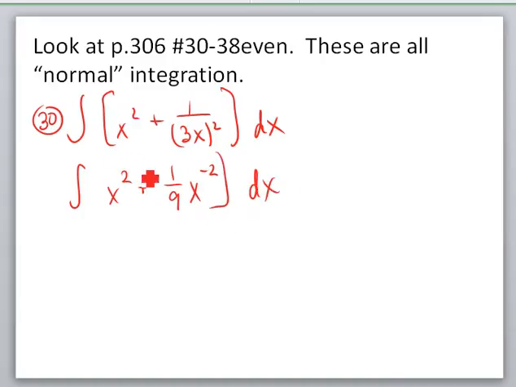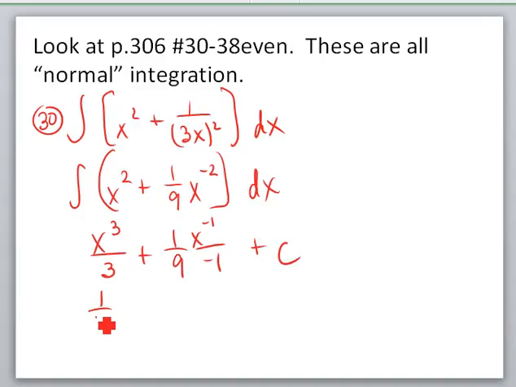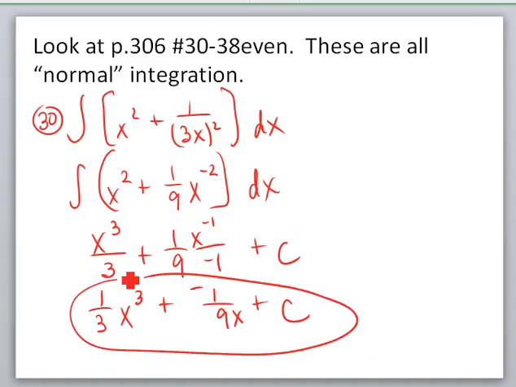So this would just straight out be, let's integrate this. X to the third over 3 plus 1/9, raise it by 1 and put it over that power, plus c. This would give me 1/3 x cubed plus, I'd have my 1/9, well this would be negative, and then the x would go on the bottom, plus c, and that would be my final answer. So when you are working through problems, always make sure that you can't just integrate it as normal. You're going to have to recognize substitution.